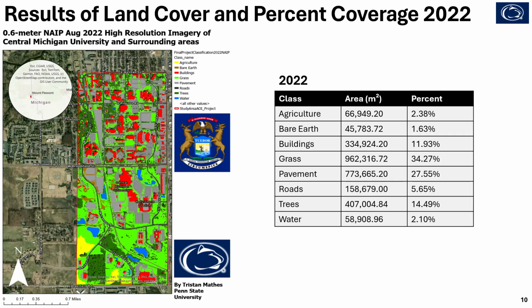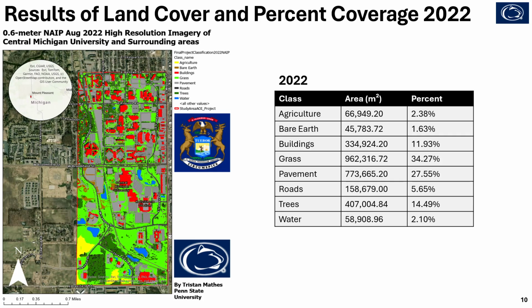Pavement was the second largest class and increased substantially, covering about 773,000 square meters, or about 27.6% of the landscape. Trees accounted for approximately 14.5% of the study area, while buildings represented about 11.9%. Roads also covered approximately 5.7% of the landscape. Smaller classes included agriculture and water, as well as bare earth, all well under 3%.